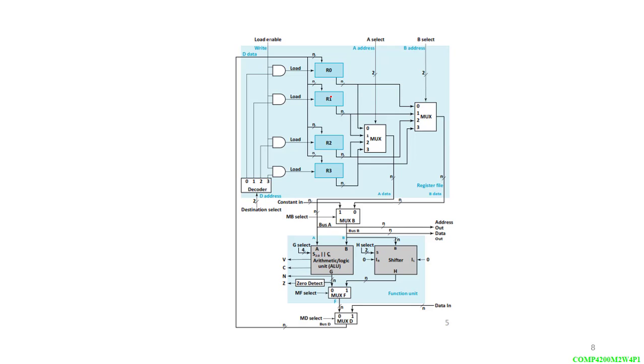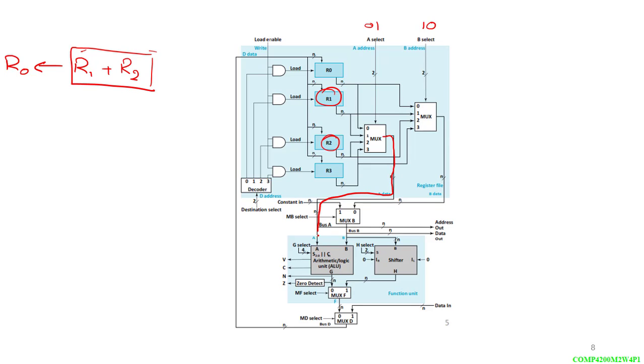Okay, once more you can see here that this is our data path and the instructions. If I say R1 plus R2, put the result into R0, where do we start from? We always start from the registers R1 and R2. So I need to select them. So R1 will be selected by 0, 1, and R2 will be selected by 1, 0. Then we start going with the flow of the signal. This is R1 going here.